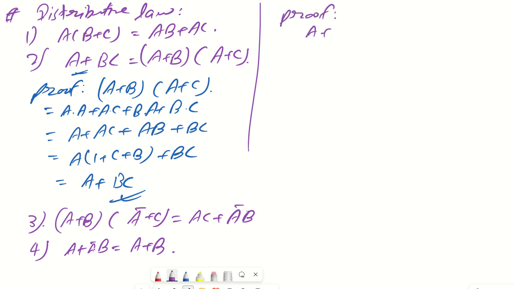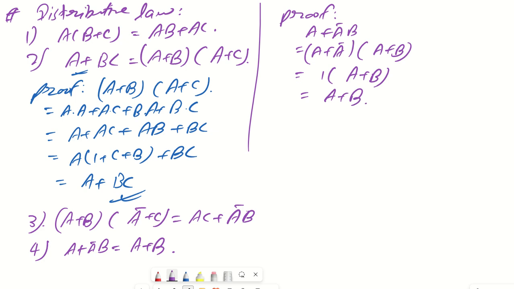What will be a + a bar b? This is nothing but (a + a bar)(a + b), because just now we saw this one, a + bc is (a + b)(a + c), right? Now a + a bar is 1, so it is going to be equal to just 1 multiplied by (a + b), and 1 into anything is a + b. Okay.